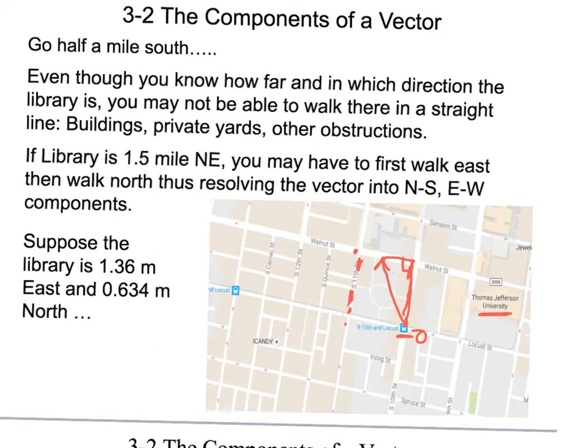With motion, we're always going to have to figure out a way to go from here, our origin, to there, our destination. So we're always going to be looking for a way to go from our origin to our destination, and we don't always have that straight line. We don't always have that nice, neat path to get there. So we have to break our path down into components.